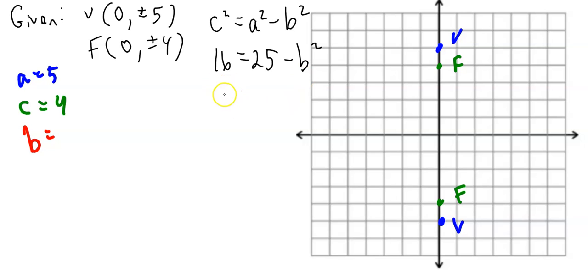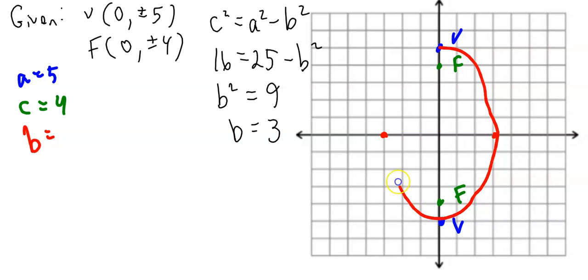So you could do a number of things. I'm going to add b squared to both sides. I'm going to subtract 16. I get 9 here, so b equals 3. Remember, b is always positive. So b is 3 here, so I'm going to go 3 units to the right and 3 units to the left. Make that point. Looks roughly like that. b is 3.